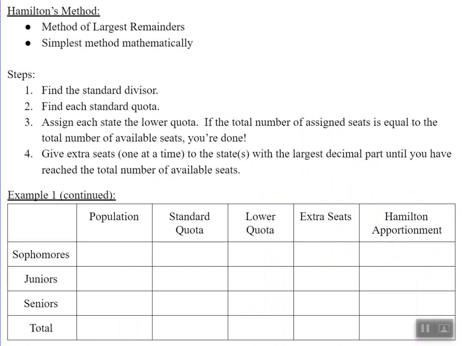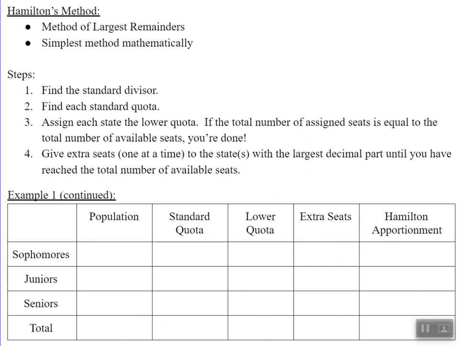You've got 4 steps. First, you find your standard divisor, then you find your standard quota for each group or each state. Then you automatically give each state the lower quota. If you add those up and you have the right number of seats, then you're done. If you don't, then you give extra seats, one at a time, to the state with the largest decimal part until you have reached the appropriate number of seats.